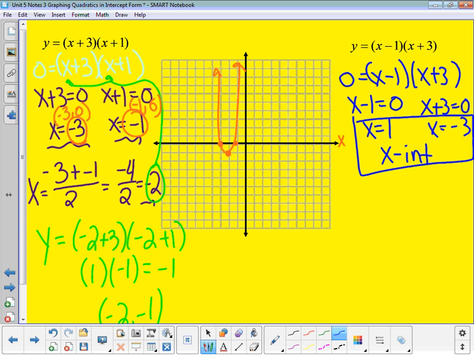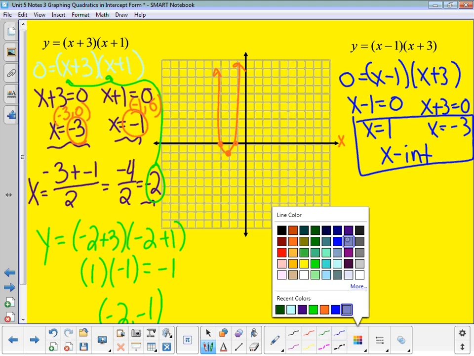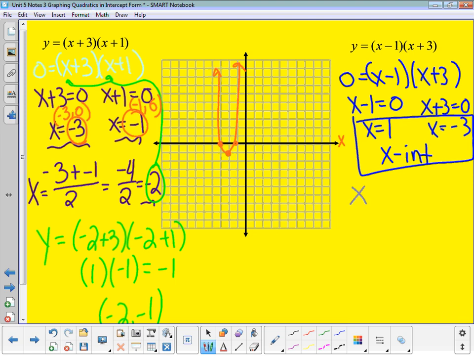So now I want to go through and find the x-coordinate of my vertex. So let's do that quickly. What I'm going to do is basically take the average of these two numbers. I'm going to do -3 plus 1 divided by 2. So I'm adding those two together, and I get -1. So the x-coordinate of my vertex is -1.